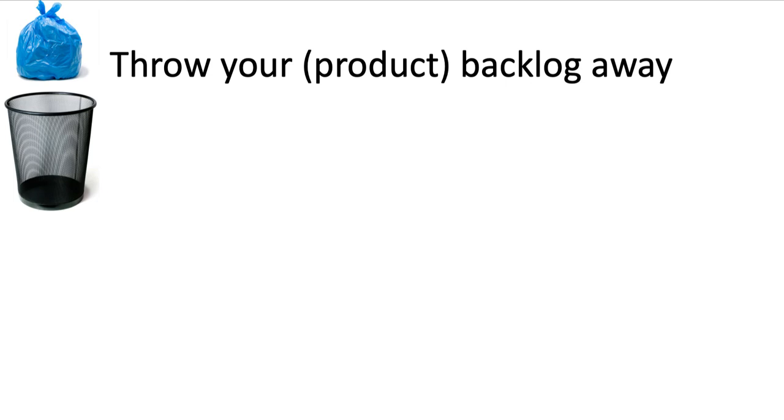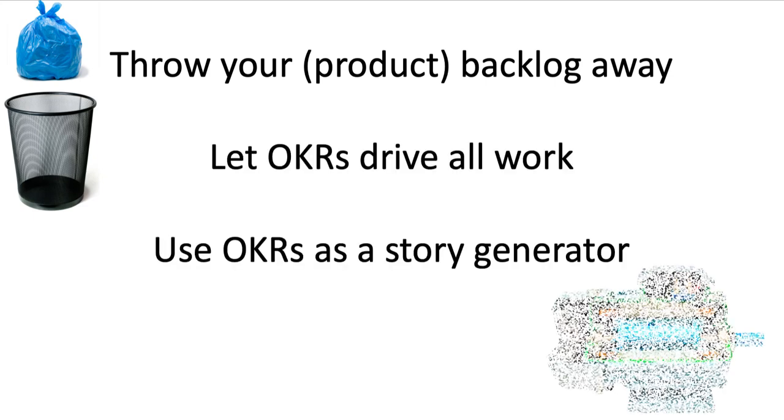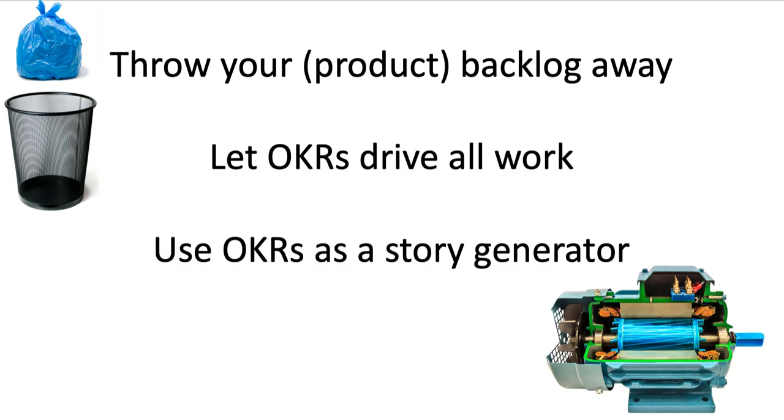And let me say that I'm primarily here talking about the product backlog, because the product backlog is a long list of things that your team may do. Your sprint backlog, on the other hand, is typically reloaded every 2 weeks. You probably want to keep using a sprint backlog, unless of course you're doing Kanban, in which case things are slightly different, but many of these ideas still fit. So throw your product backlog away, set your OKRs. Let the OKRs drive all your work. See the OKRs as a story generator.